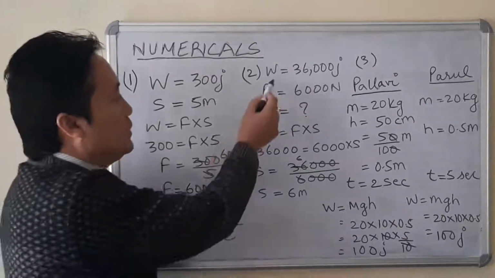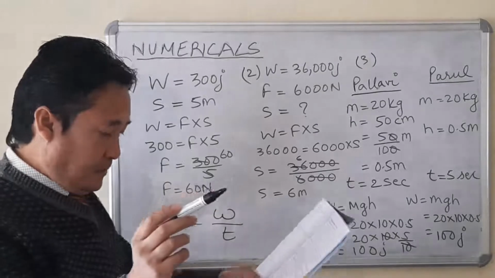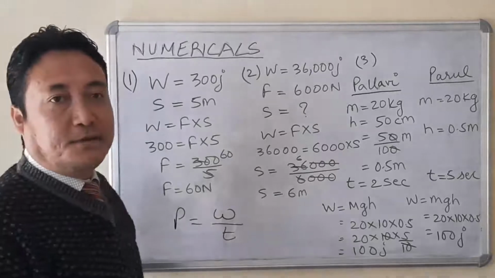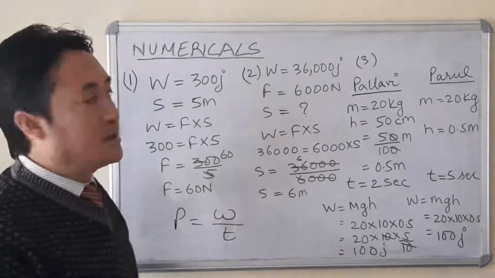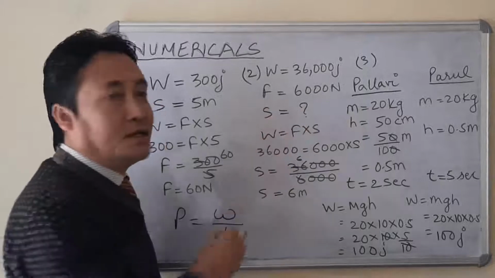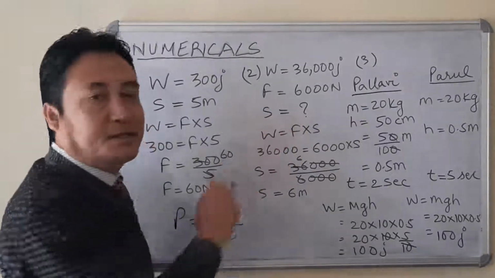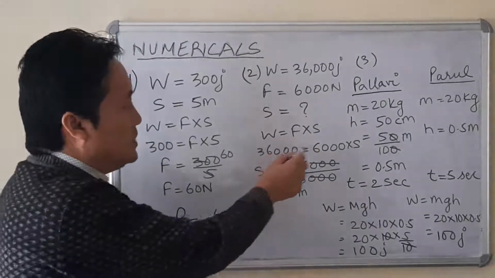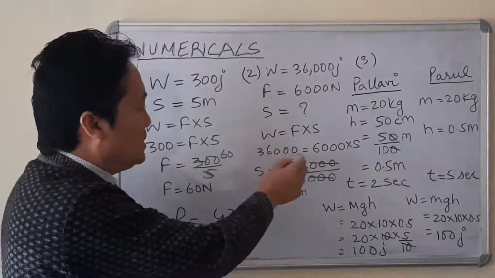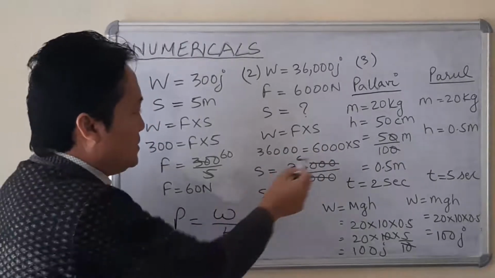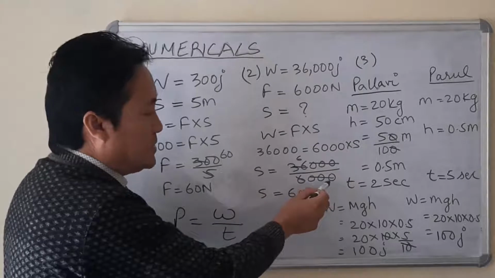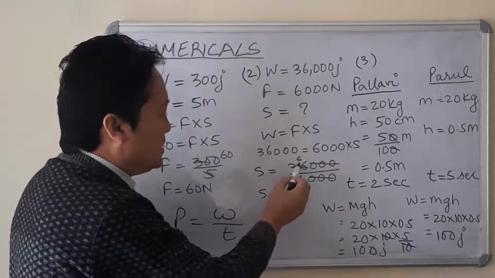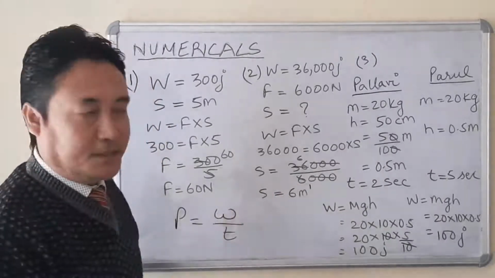Second one is also there. Please refer to page number 69 for the numericals. So question number 2: work is given as 36,000 joule, force is given as 6,000 Newton. You have to calculate the displacement or distance. So W equals F into S. Substitute the values here: 36,000 equals 6,000 into S. So S equals 36,000 divided by 6,000. 3 zeros in the numerator as well as the denominator cancel here. 6 sixes are 36. S equals 6 meter.